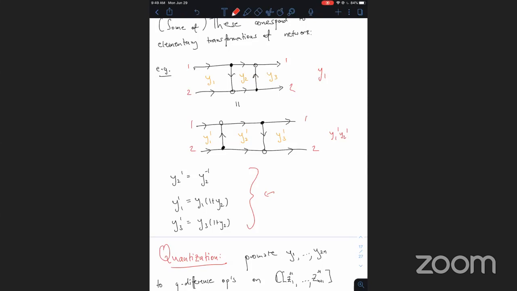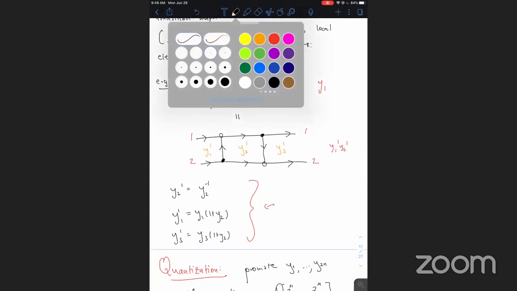Maybe not about my question. I asked, what do you mean by sum of in brackets? So something does not correspond to the elementary transformation. Yes, up here, right.